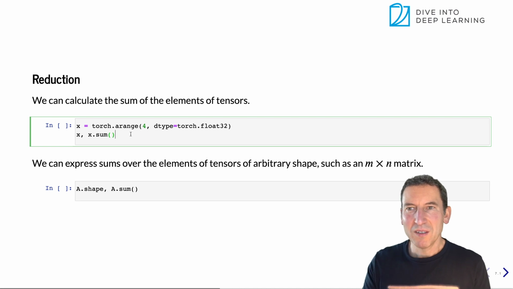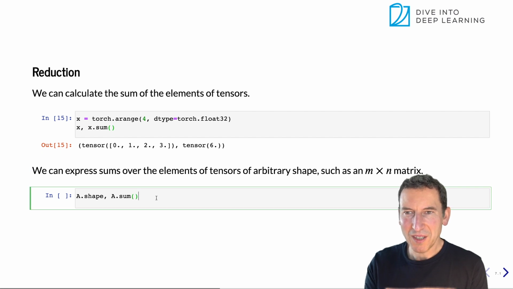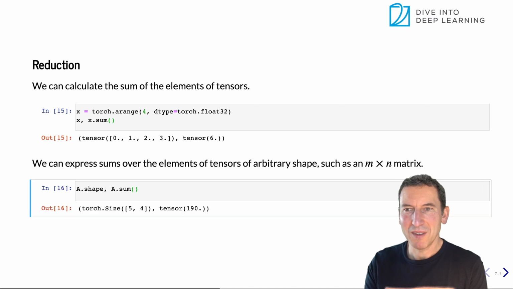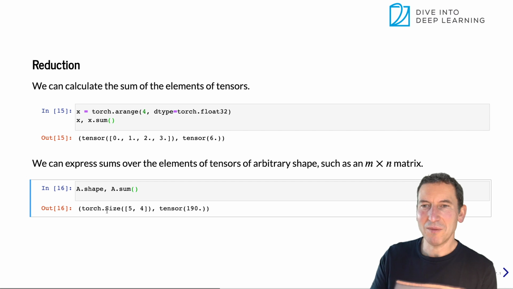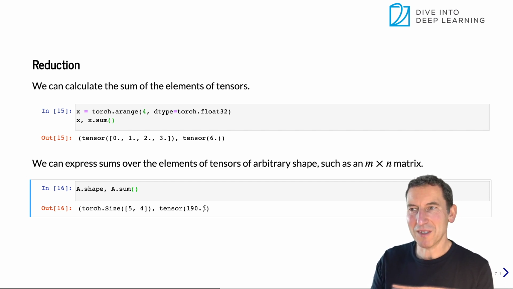Okay. So in this case here, we just have a vector of numbers from 0 to 3, and then I can go and sum it all up. And very unsurprisingly, 6 is the sum of 0 plus 1 plus 2 plus 3. We can look at the shape of matrices, we can sum it up, and again, what happens is, as expected, initially we have a 5 by 4 matrix, and then if we sum everything together, we have a scalar, and the entries sum up to 190.